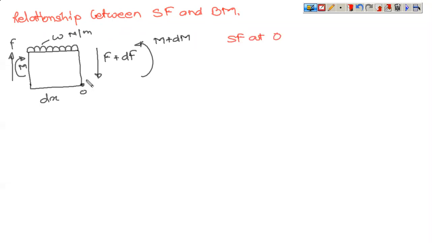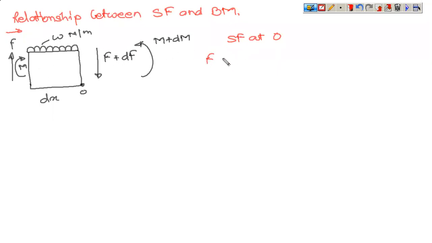So when the beam ends, you can see that static equilibrium state is achieved. So if you find out SF at A, what do you have? You have upward acting force. You are moving in this direction. So upward acting force is positive. So this is positive. Moment will not be taken in this SF equation.